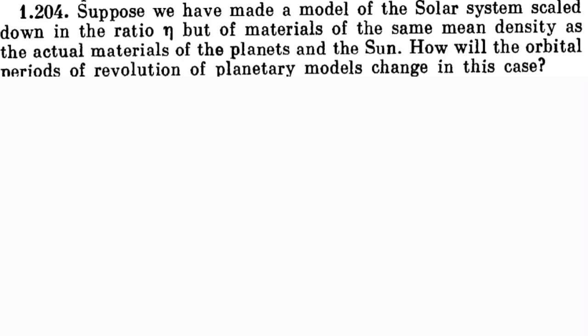So we begin with the sixth problem in this series, and the sixth problem in this series is problem number 1.204. And the problem is stating, suppose we have made a model of the solar system scaled down in the ratio eta, but of materials of the same mean density as the actual material of the planet and the sun. How will the orbital period of the revolution of the planetary models change in this case?